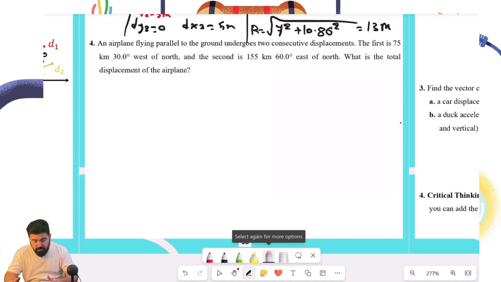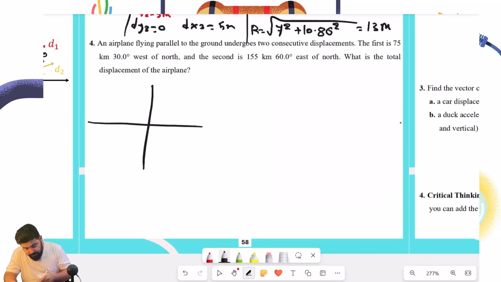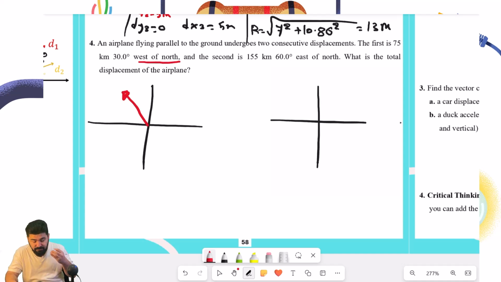Okay, guys, so we have question 4. It says an airplane flying parallel to the ground makes two consecutive displacements. So we have 2 vectors this time again. Now look, guys, the first vector is made with north because it says west of north. West of north, so I'm going to choose north here, and then the angle is 30 degrees. d1 is equal to 75 kilometers.